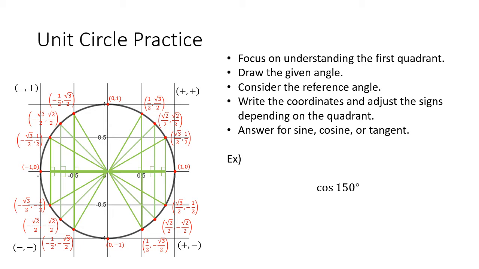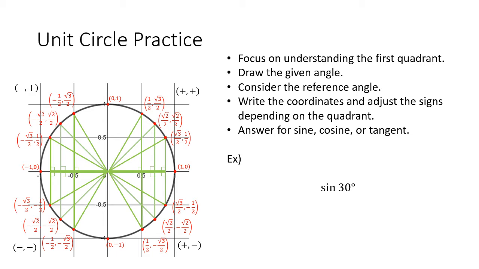So, for example, 150 degrees. I would say, okay, 150 degrees, I know that's over here. It would look like a 30-degree reference angle in quadrant 2, right? This is quadrant 2 over here. So for a 30-degree reference angle in quadrant 2, I know that the coordinates over there should be negative root 3 over 2 and 1/2. And since I'm asking for cosine, that's the x value, so the answer to this is negative root 3 divided by 2. Let's try another example.